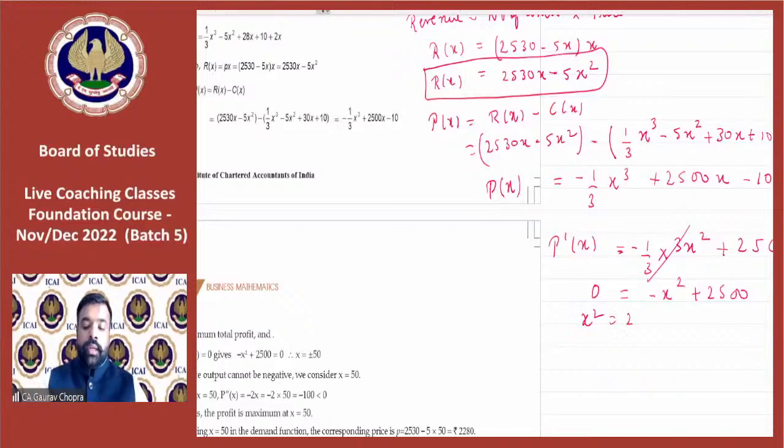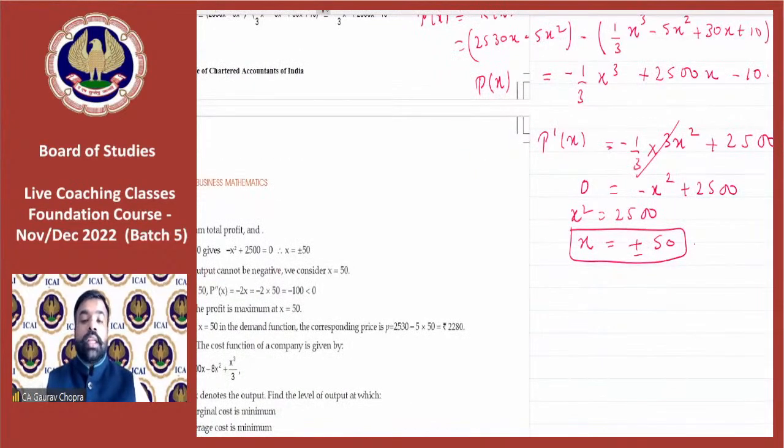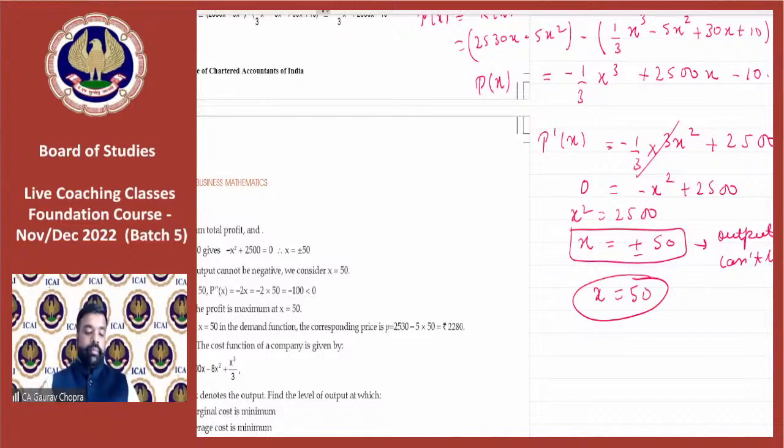So x square is equal to 2500. So what will be the value of x? That is plus minus 50. But can we take negative 50 as the value of x? No, because output can never be negative. Output cannot be negative. So that is why we will select plus 50. So our output will be 50.